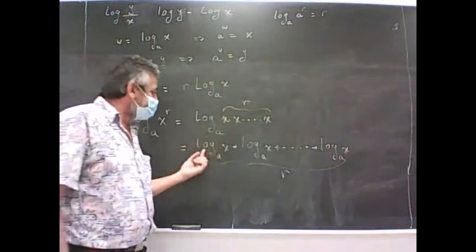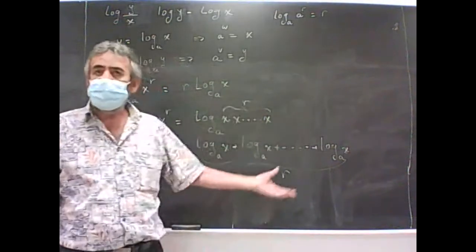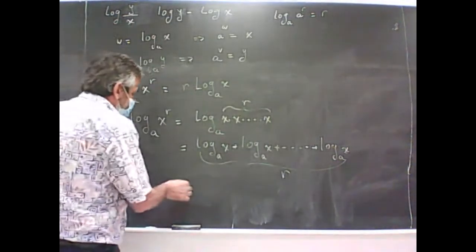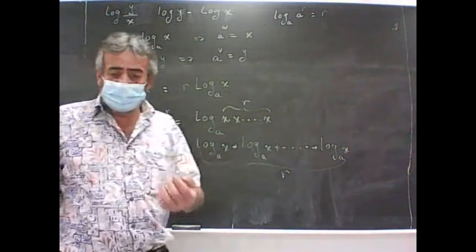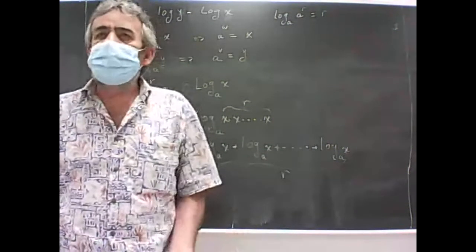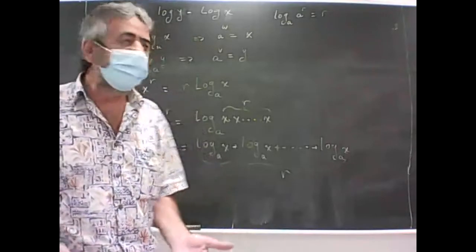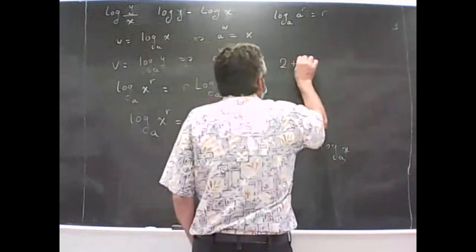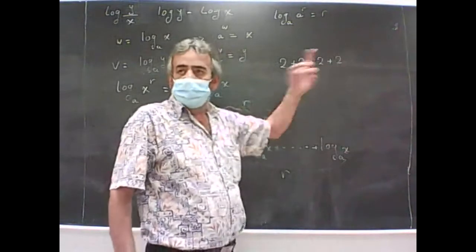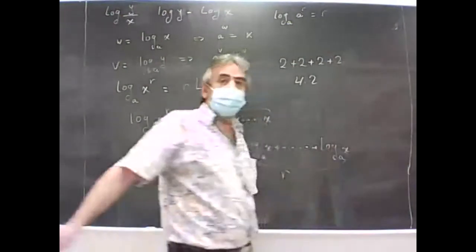If this happened to be 5, those would be written 5 times. If this happened to be 10, they would be written 10 times and so on. Correct? Well, if you take a number and add it to itself, let's say 10 times, it's the same thing as multiplying that number by 10. So if I say 2 plus 2 plus 2 plus 2, how many times am I adding 2? 4 times. The same thing as saying 4 times 2. Isn't that correct?